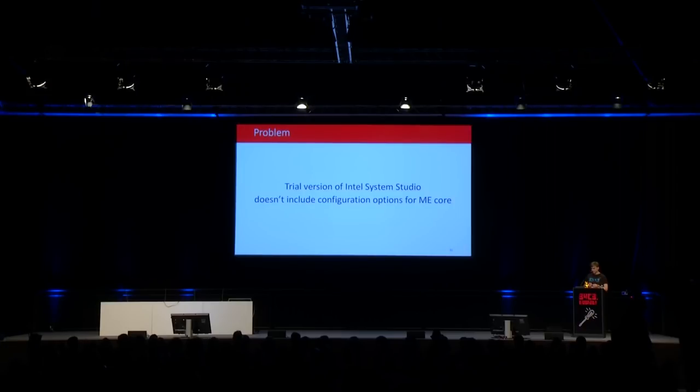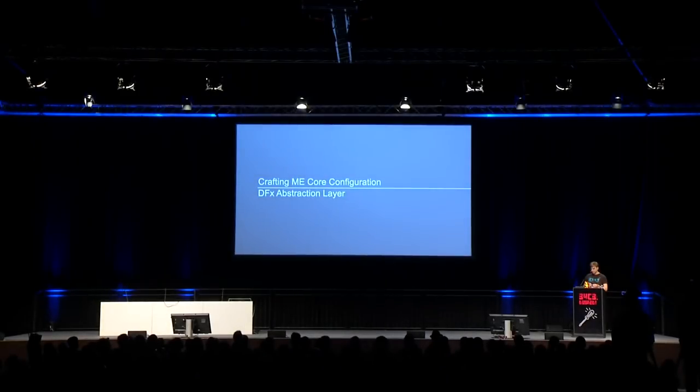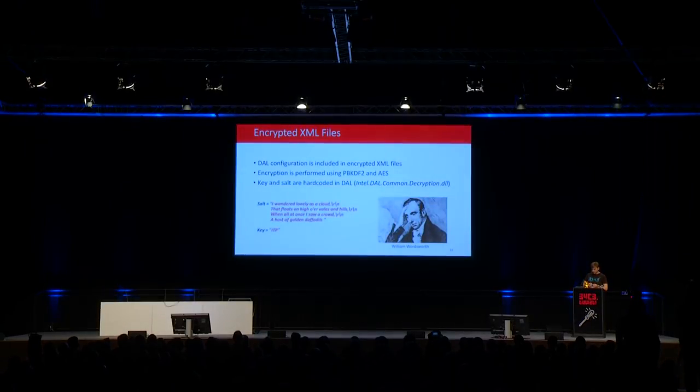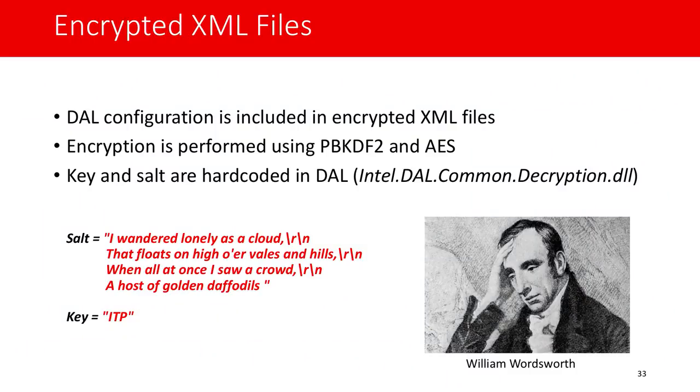The problem is that the public version of DAL doesn't include configuration for the ME core. However, that didn't stop us, and we found a solution. As I said, DAL has some configuration. And as we investigated during reverse engineering of the DAL library, its configuration is included in encrypted XML files. DAL uses AES cipher and the key derivation function PBKDF2 with a fixed key and salt. The first line of a poem is the salt, and ATP is the key.